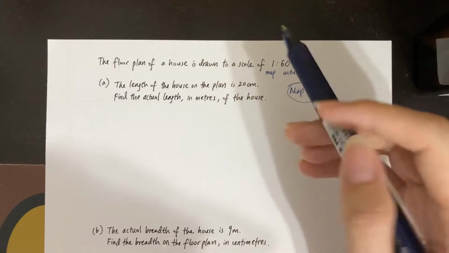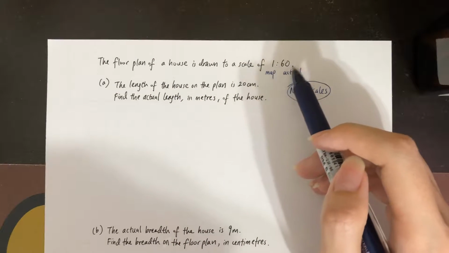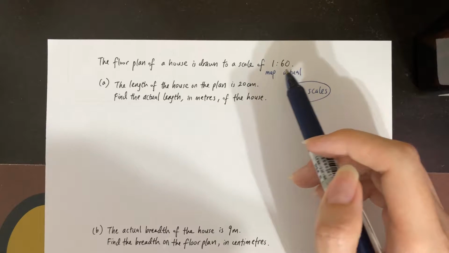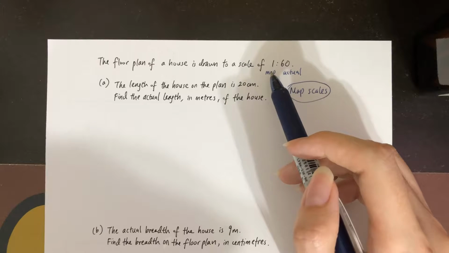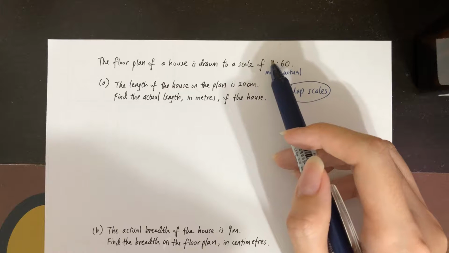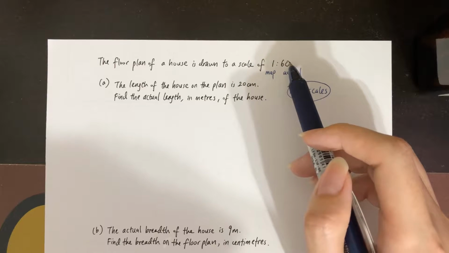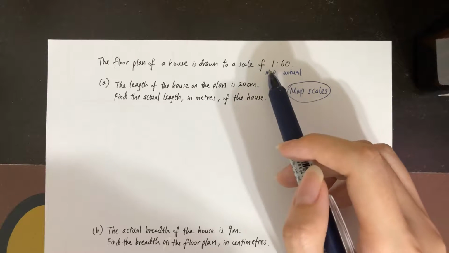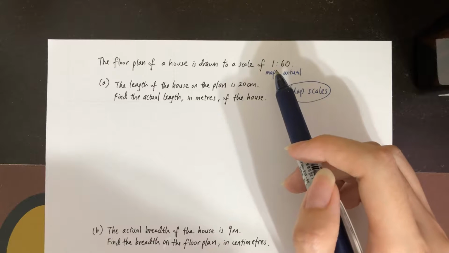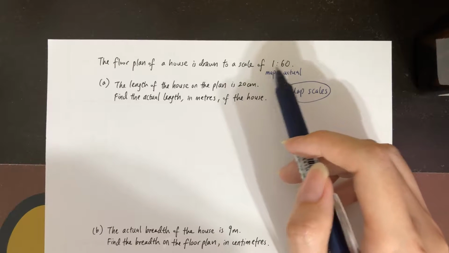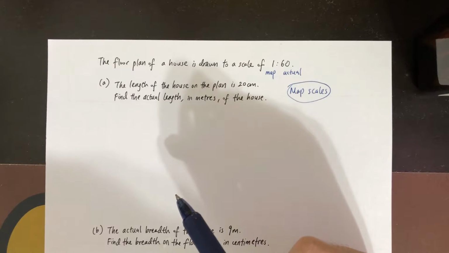And notice that whenever it is given in a ratio form like 1:60, the units are the same on both the left hand side and the right hand side. So if this is 1 cm on the map, this is 60 cm in actual reality. Bear in mind that when the ratio is given, the units on the left and the right will be the same.